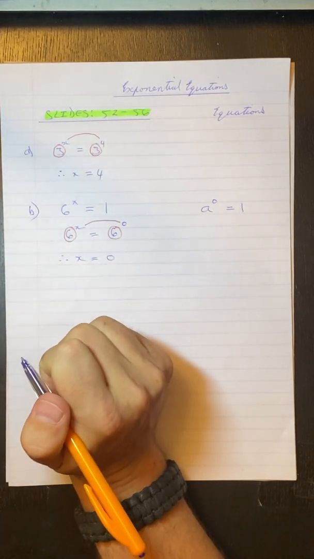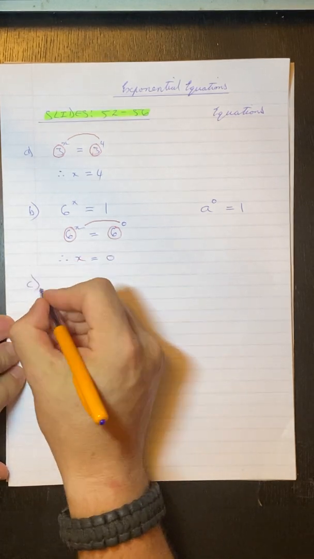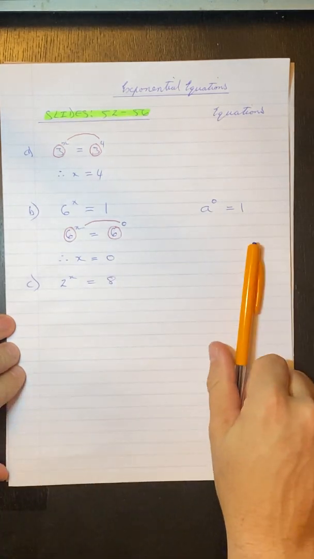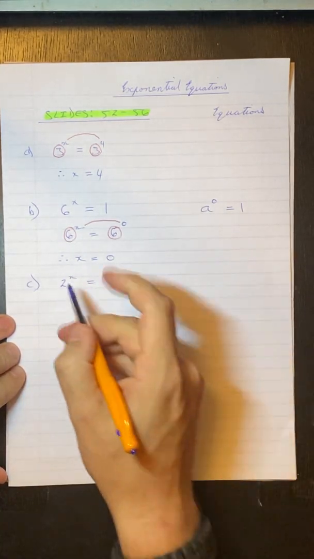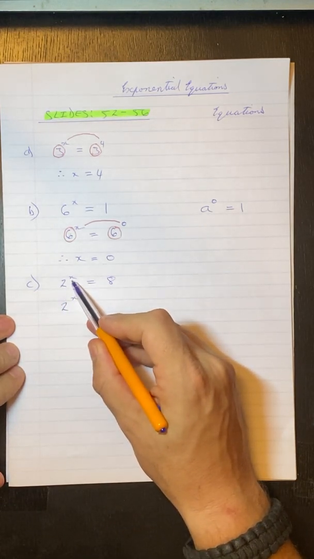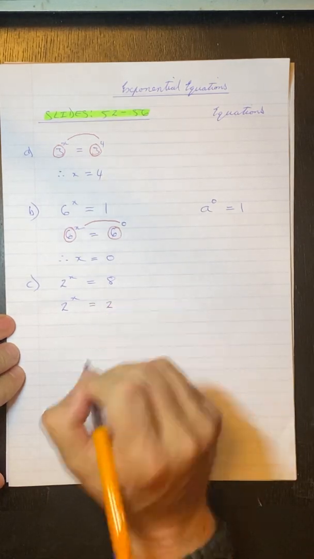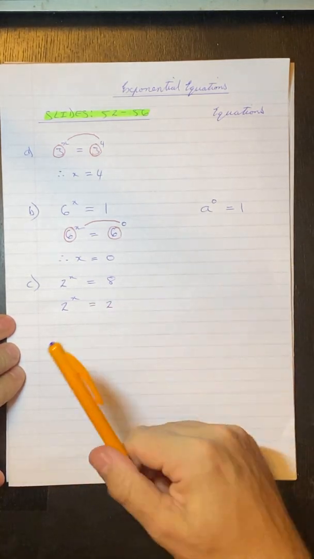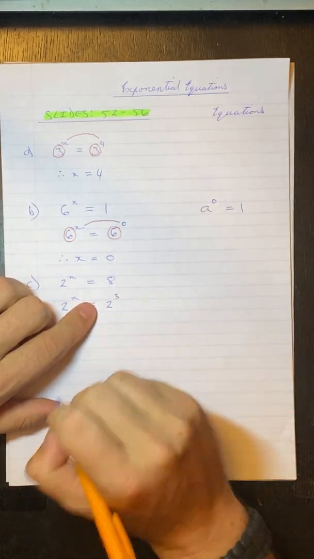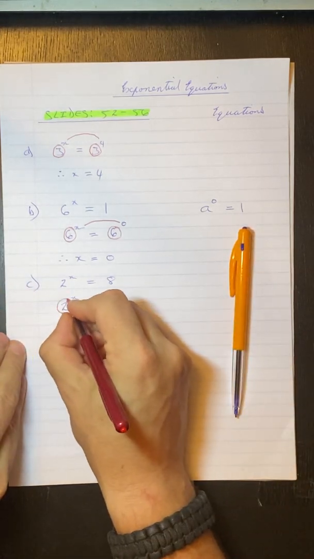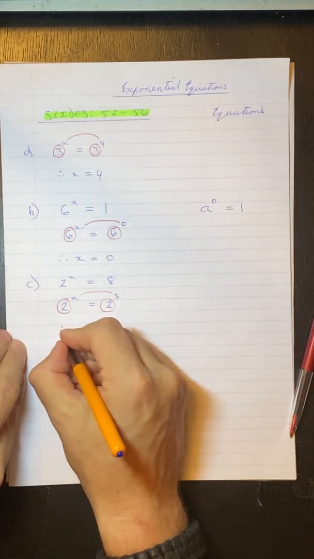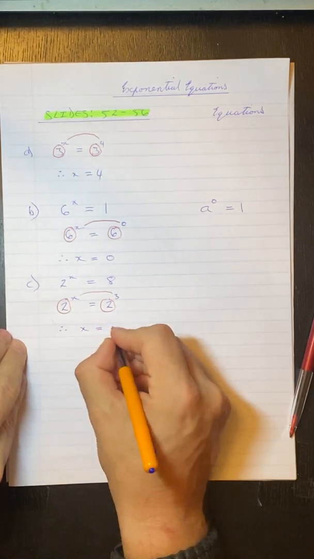All right. Going on to question C. We have 2 to the x equals 8. Now, I need to have both bases be 2, because this base here has my variable. So I need a 2 on that side. Now, 2 to the power of what will give us 8? It'll be 3. Now that our bases are the same, the exponents must be the same. Therefore, x must be equal to 3.